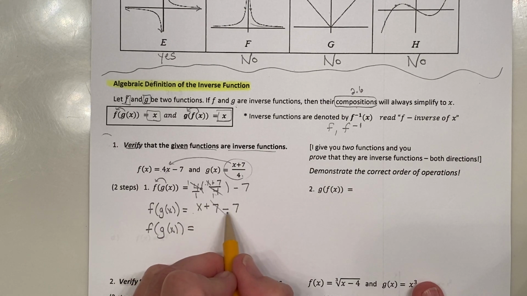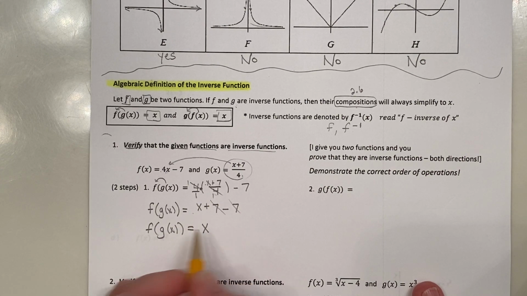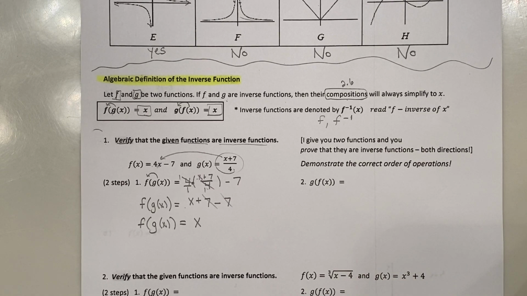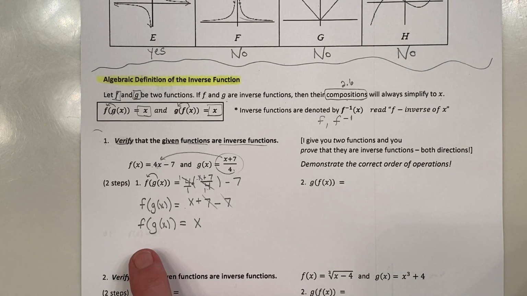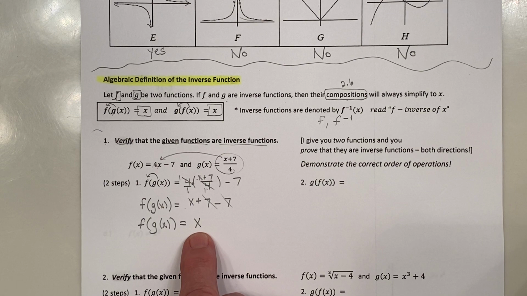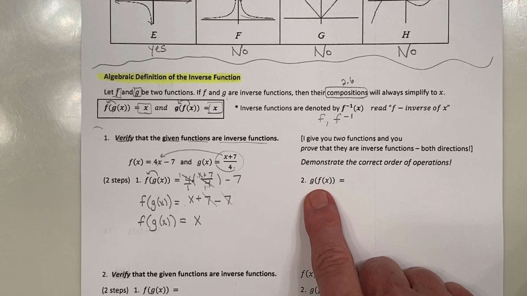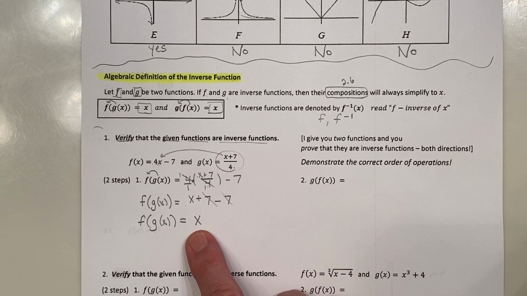Continuing the cleanup here, I can see that the 7s will cancel, and I'm left with x. So the composition f of g of x does give us x, but we can't say that these are inverse functions until we do the other composition, g of f of x, and also get x.